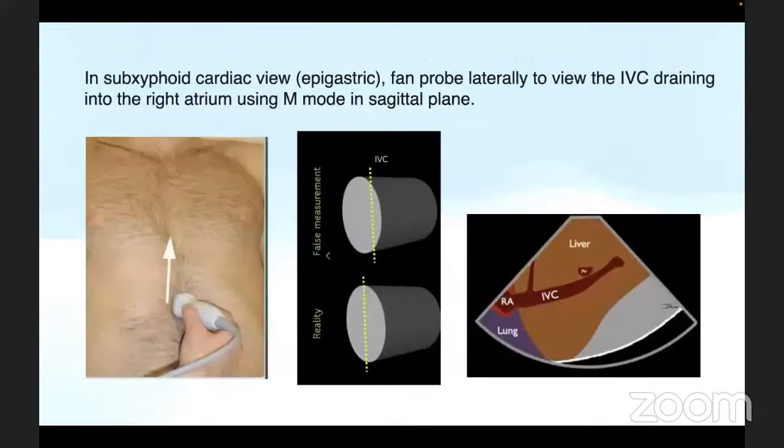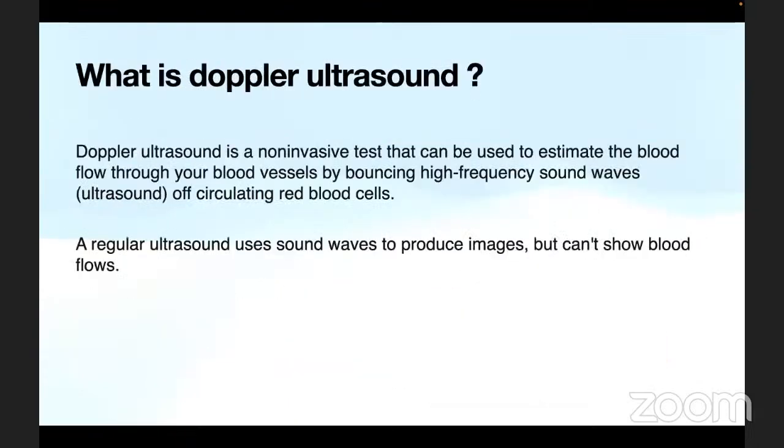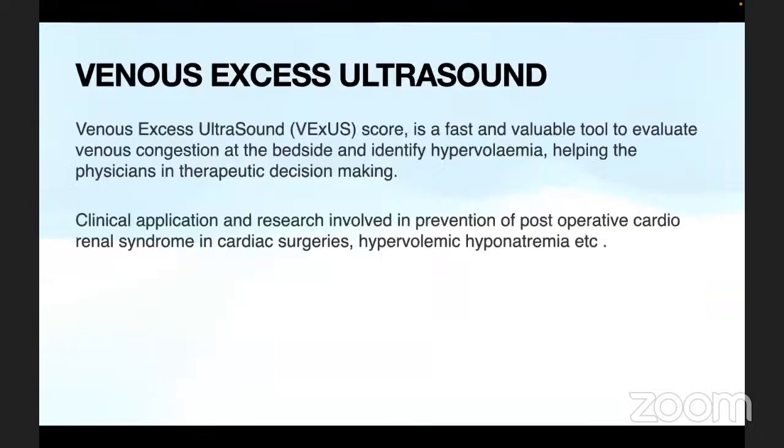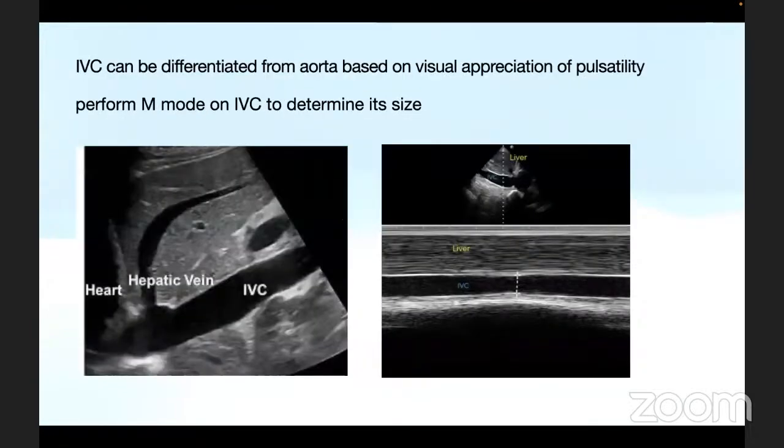So I'll just slide back and try to show you the buttons on our echo machine or ultrasonography machine. Here you can see the M mode. Once you see the IVC, click on this M mode and try to find a trace similar to this, and you can use the caliper and measure the size of the IVC.